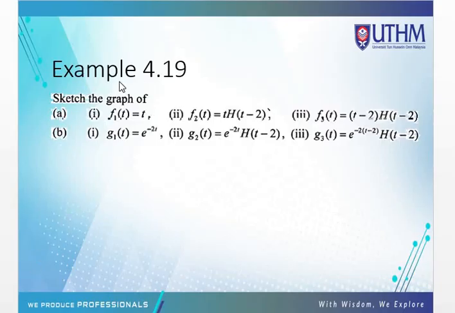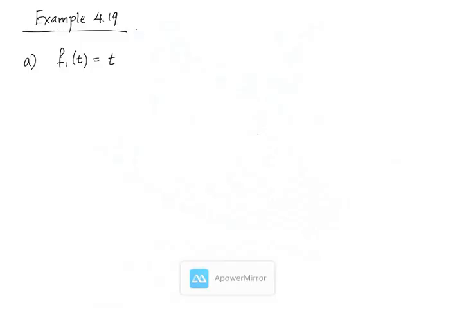Now let's look at the example. Sketch the graph of f1(t) equal to t, and then f2(t) equal to t times unit step t minus 2, and f3(t) equal to t minus 2 times unit step t minus 2. So what is the difference between each? f1(t) equal to t means that we have the graph like this. So if we have the 2 here and we have the 2 here, so this is the graph of t.